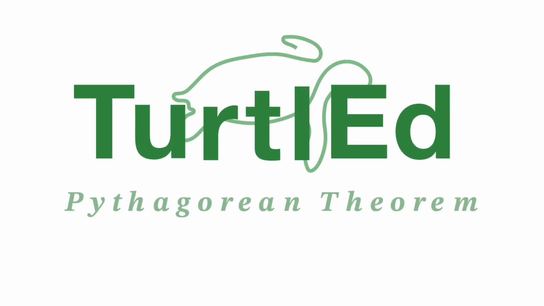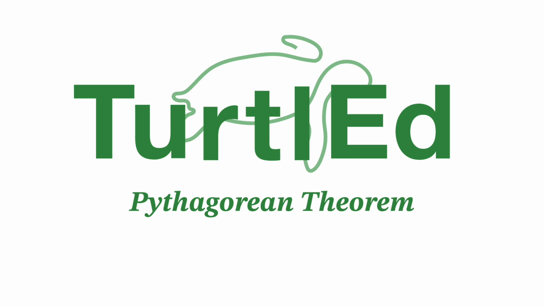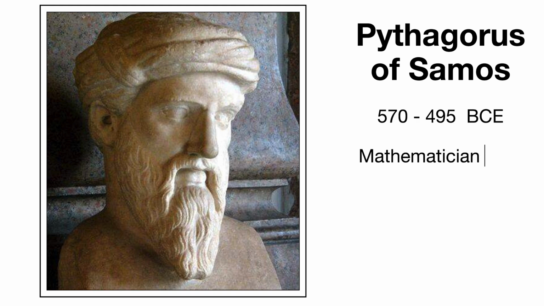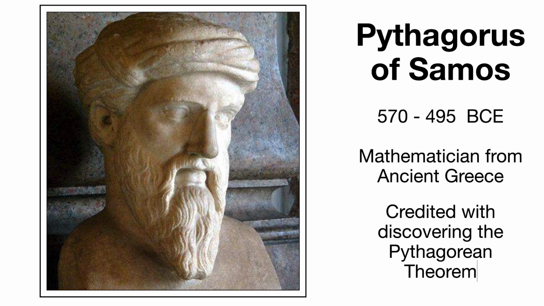In this video, we're going over the Pythagorean Theorem. The Pythagorean Theorem was developed by a guy named Pythagoras of Samos, who lived a long time ago, from 570 to 495 BCE. He's a mathematician from ancient Greece, and it is he who is credited by most people for discovering what we call the Pythagorean Theorem.